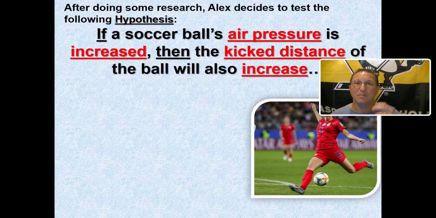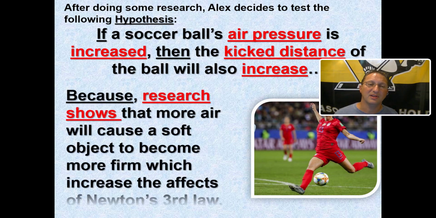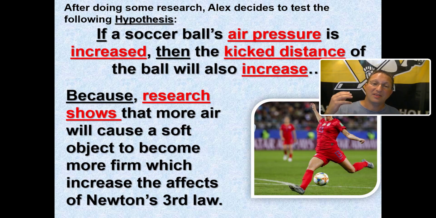We're missing something though. We're missing the because. So she continues her hypothesis with the because. So if a soccer ball's air pressure is increased, then the kick distance of the ball will also increase because my research shows, or her research shows, that more air will cause a soft object to become more firm, which increases the effect of Newton's third law.